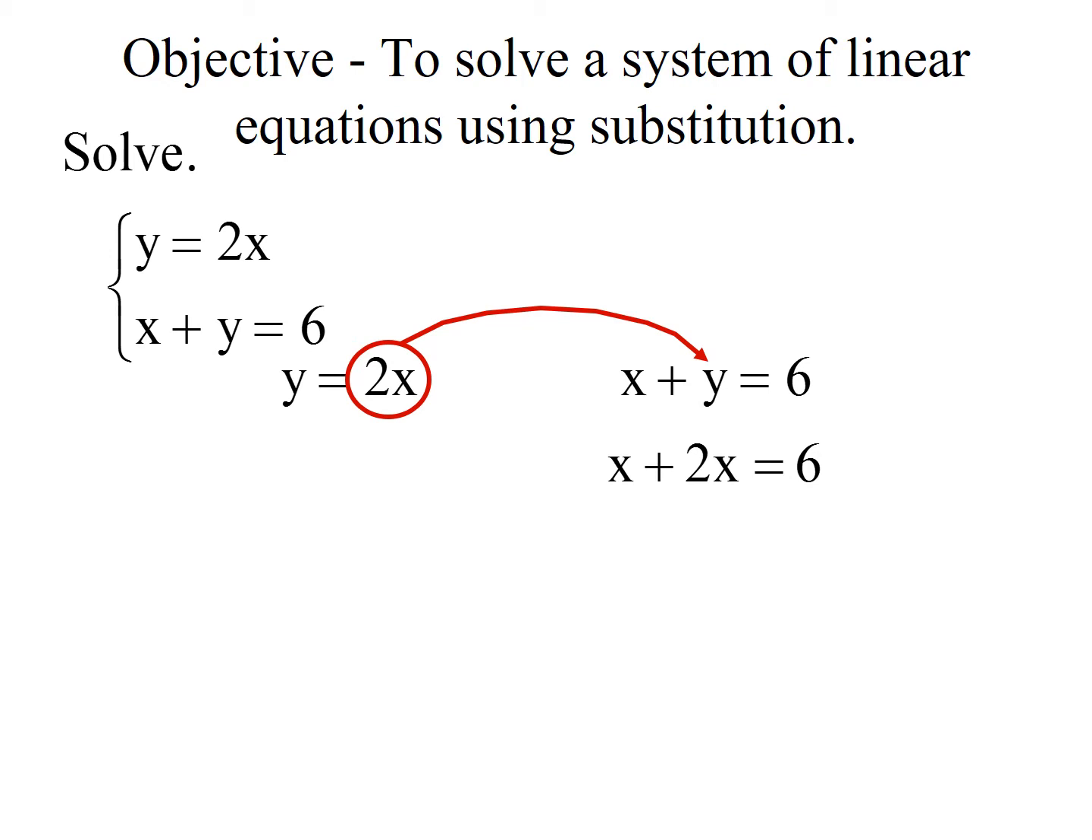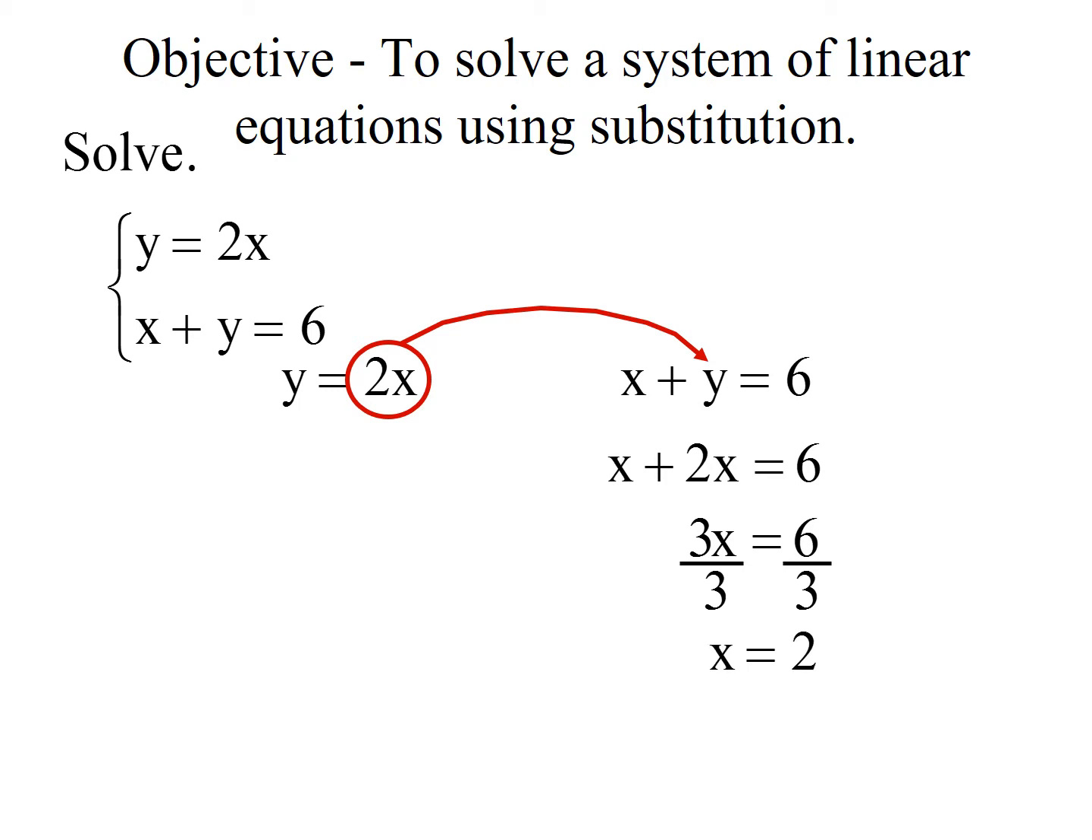Once I have that, then I can take the rest of the equation and substitute it into the other equation. Okay, so y equals 2x, so that means over here I can take out the y and substitute in the 2x. Now that I have an equation that only has one variable, I can solve it like normal. 1x plus 2x equals 3x, and then I can divide both sides by 3, and I can figure out that in this system, x is equal to 2.